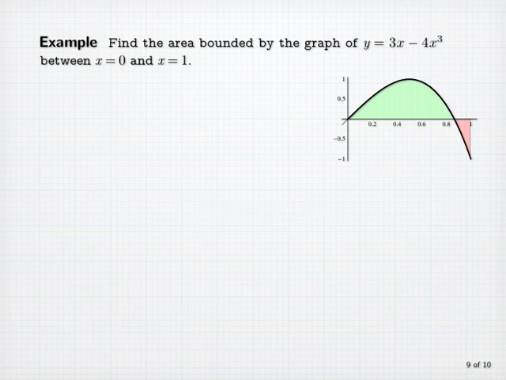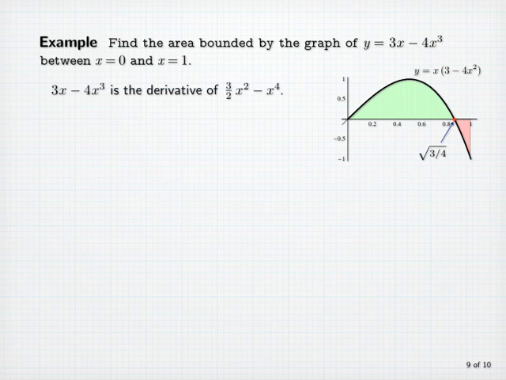In order to do that, we need to know where the graph crosses the x-axis. By factoring, we can write y equals x times 3 minus 4x squared, which makes it clear that the x-intercept of interest here is the square root of 3/4. Now let's also recall that 3x minus 4x cubed is the derivative of 3/2 x squared minus x to the fourth. To calculate the area above the x-axis here, we'll integrate this function from 0 to the square root of 3/4. That will be 3/2 x squared minus x to the fourth evaluated from 0 to the square root of 3/4.